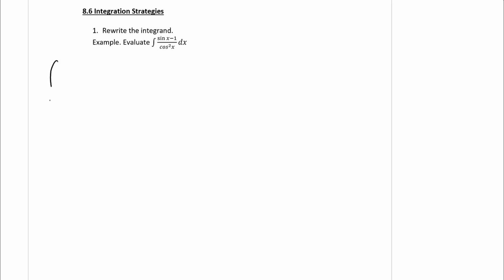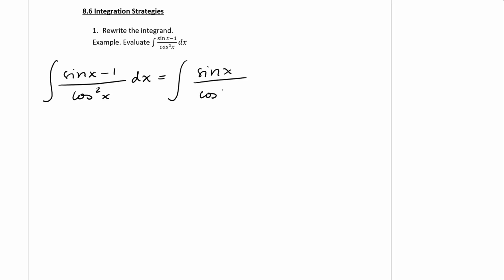So the integral of (sine of x minus 1) over cosine squared of x, if we rewrite it in another format, it might be helpful. So I'm going to write it as sine of x over cosine squared of x, and I'm going to write cosine squared of x as cosine of x times cosine of x dx, minus the integral of 1 over cosine squared of x dx. So I chose to separate the two integrals, but at the same time, for the denominator of the first one, I wrote cosine of x times cosine of x.